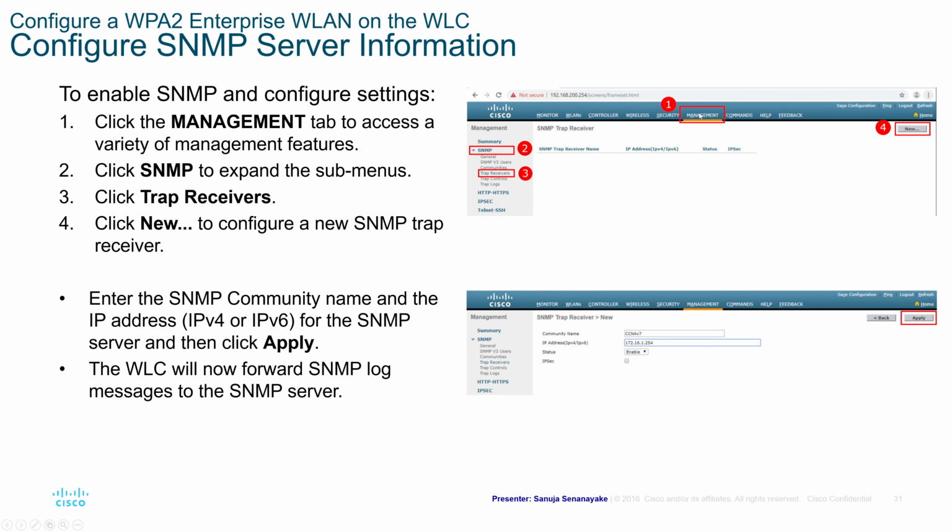That's the first thing we're going to do. Next, we're going to click SNMP to expand the submenus. So you have the SNMP main menu, and you can click on it and it'll expand the SNMP sub options. Then we're going to click trap receivers. So right here we have the trap receivers. Then we're going to click new to configure a new SNMP trap receiver.